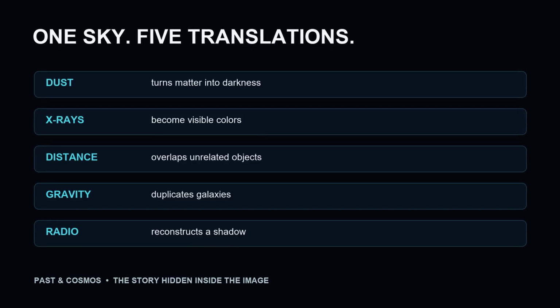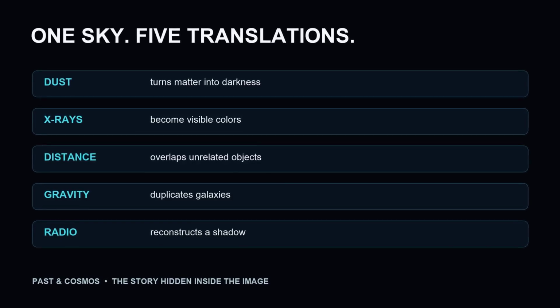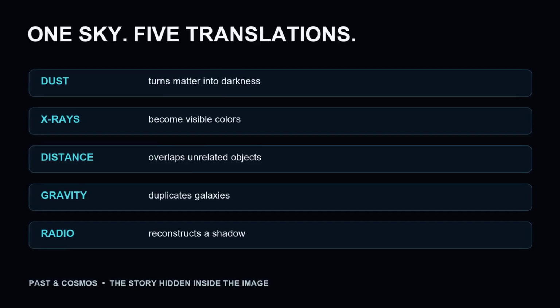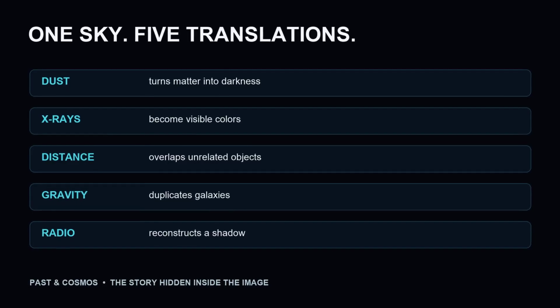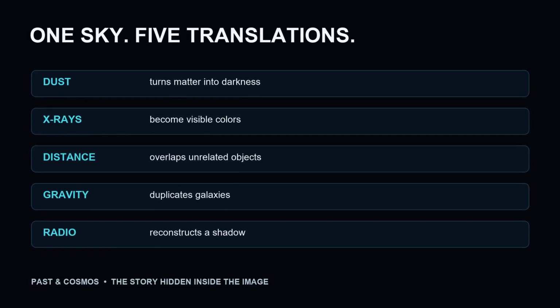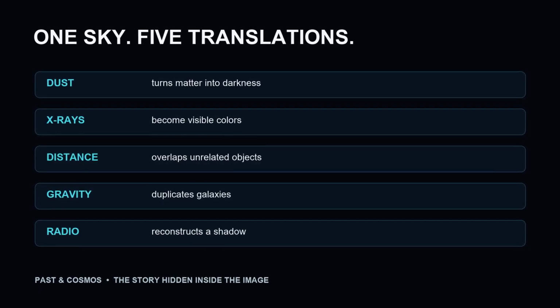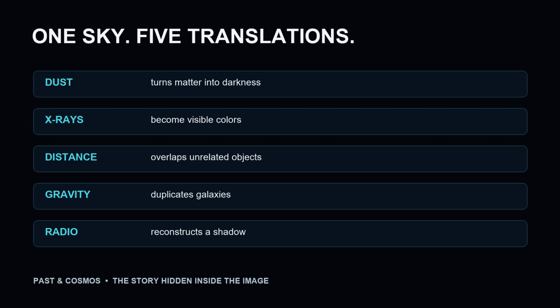Astronomy constantly translates. Dust turns matter into darkness. X-rays become visible colors. Distance places unrelated objects on top of one another. Gravity duplicates galaxies. Radio signals from an Earth-sized telescope become an image of a shadow. The translation does not make the observations less real. It tells us what each pixel actually means.